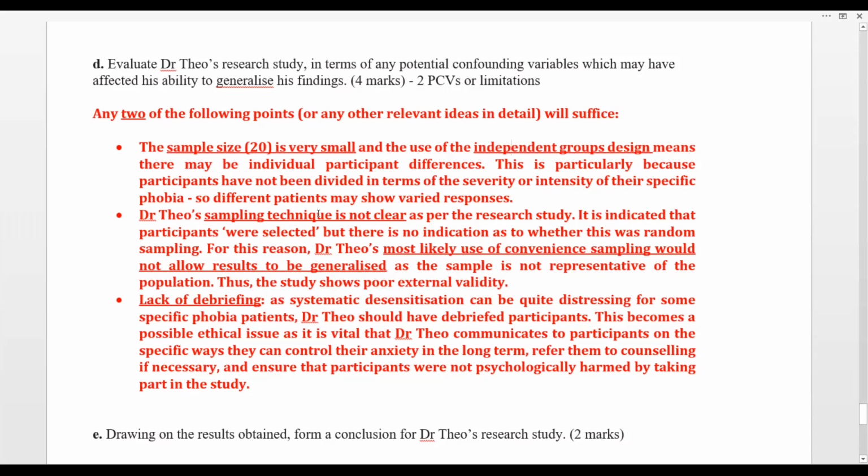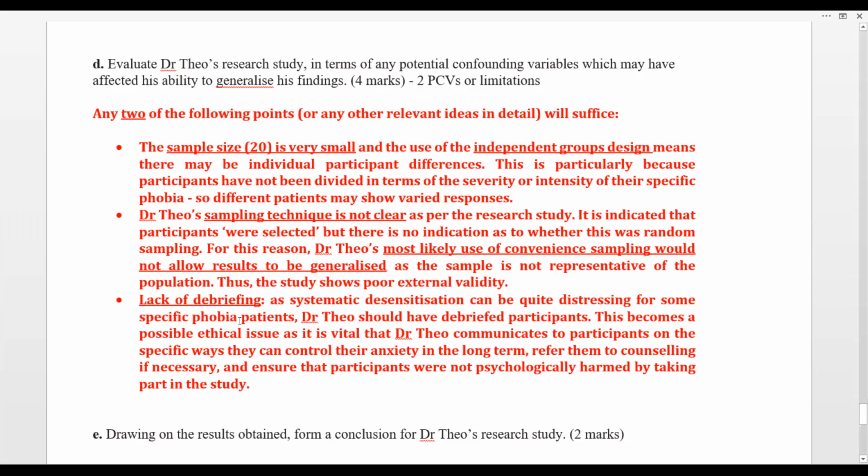Dr. Theo's sampling technique is also not 100% clear. It says that they were selected, but it doesn't say how they were selected, okay? There's no indication that it was random sampling. So there might be some clue that it was convenience sampling instead, because it says they were selected by Dr. Theo. It doesn't indicate any random sampling. So if Dr. Theo did well and truly use convenience sampling, then it wouldn't allow him to generalize his results back to the population. And we know this because obviously not every participant would have had an equal chance of being selected.